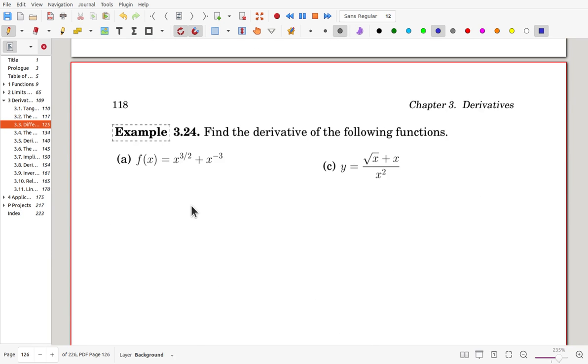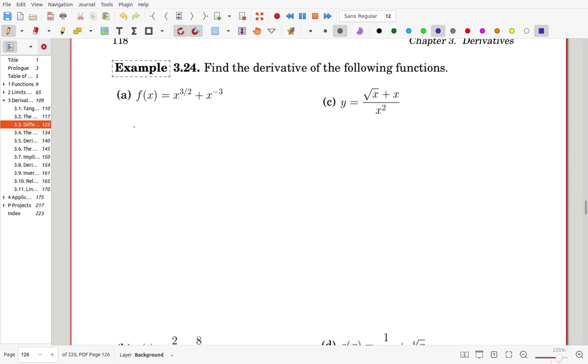Okay, now let's try to find the derivatives. Okay, here for the function, f prime equals, okay, 3 over 2 will go in front of that, and x to the 3 over 2 minus 1, which will be one half. Okay, here minus 3 will go in front of that, and then x to the minus 3 minus 1, which is minus 4. You can simplify if you want.